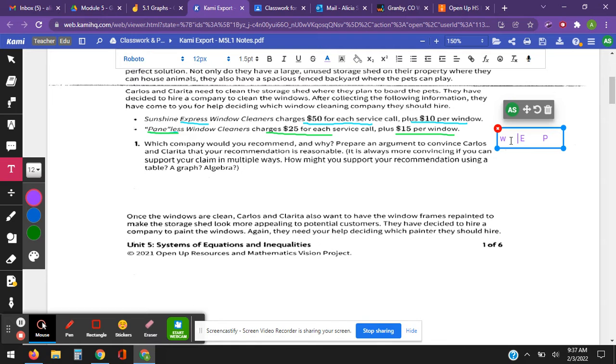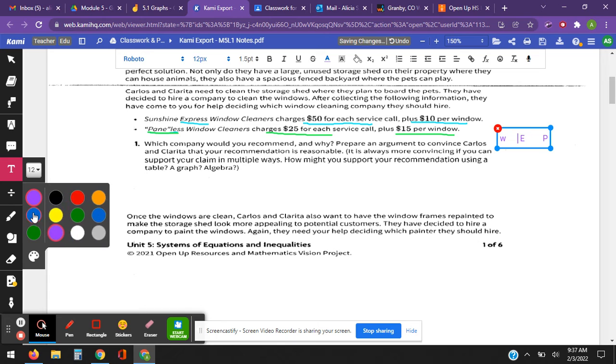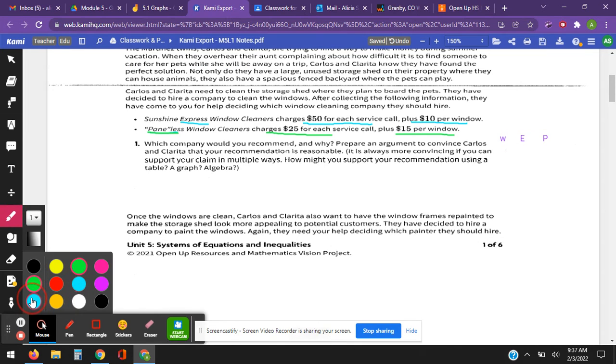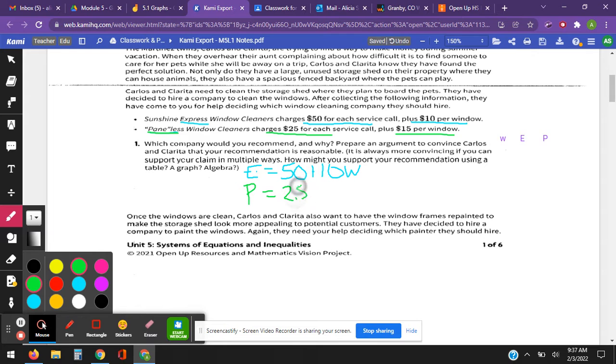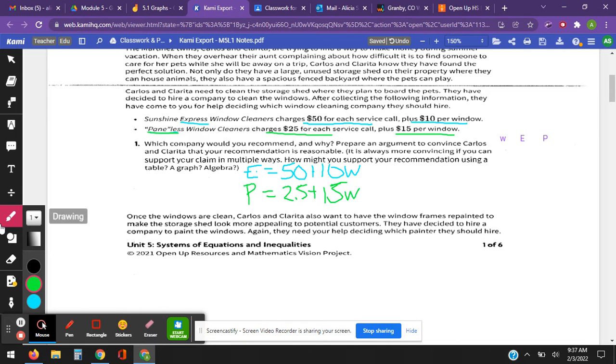But before we can really do this table, we almost need to figure out how we can solve for each of these things. So let's go ahead and write an equation for express windows. It is going to be 50 no matter what, and then it's going to be 10 per window. And then we have painless. They are going to be 25 for each call plus 15 per window. The 15 is going to repeat, the 25 will not. So that's why it goes with there.